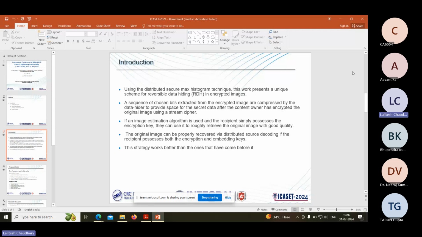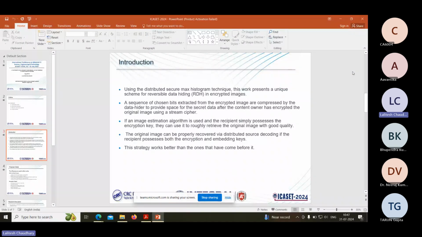If an image estimation algorithm is used and the recipient simply possesses the encryption keys, they can use it to roughly retrieve the original image with good quality. The original image can be properly recovered by distributed source decoding if the recipient possesses both the encryption and embedding keys. This strategy works better than the ones that have come before it.